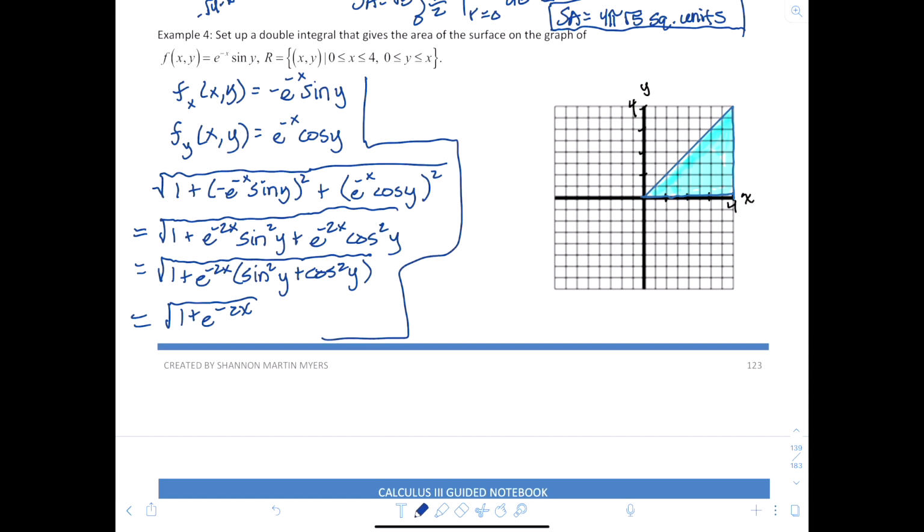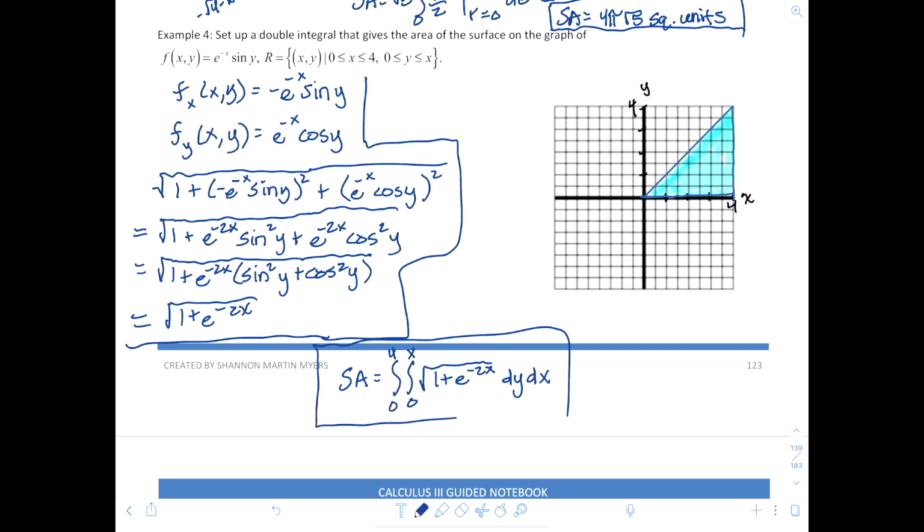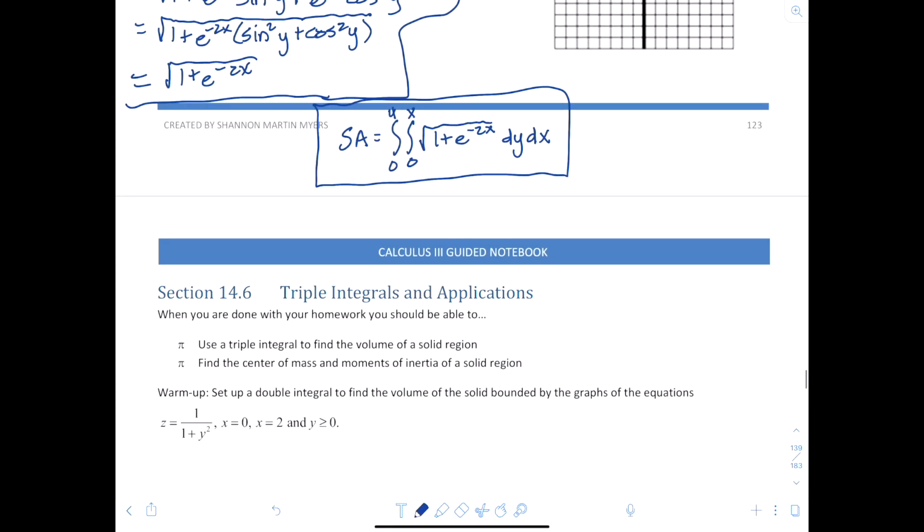So now our limits of integration is setting up our integral, which was the whole point. That was all our prep work. So the surface area will be, if I'm going dy dx, then remember y is moving from 0 to x, and x is moving from 0 to 4. And so we will have the square root of 1 plus e to the negative 2x, and then dy dx. Cool, cool? All right, so that was our job for this problem.